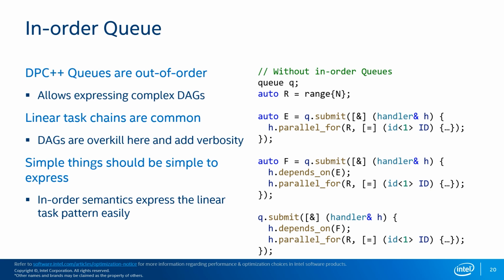DPC++ adds the ability to create queues that have this in-order semantic. On the right, we have an example where we submit 3 kernels, where each kernel depends on the previous one. The dependencies are expressed using another feature introduced with USM that allows programmers to specify dependencies using events through the new depends_on function in the handler.